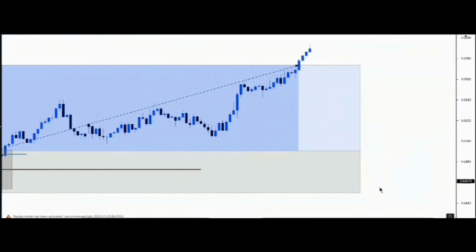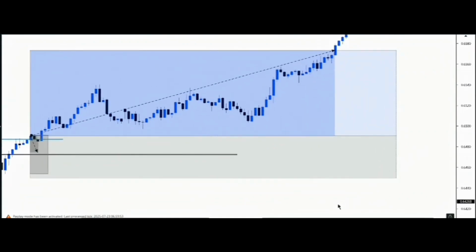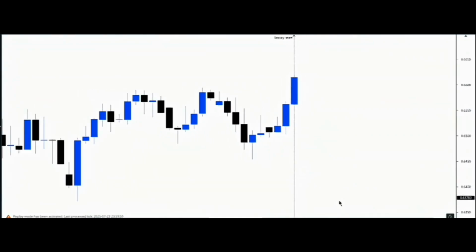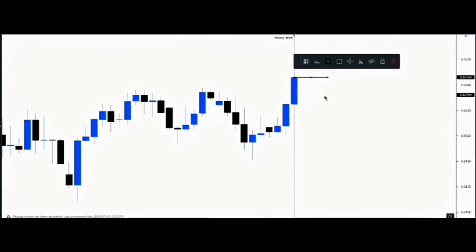Let's get back to the daily time frame and let me show you some more examples. Okay, so here is another example. Let's look at this. Take your horizontal line tool, mark the close. Remember, this is a bullish candle. It opens below and closes above. That's what we're marking here.